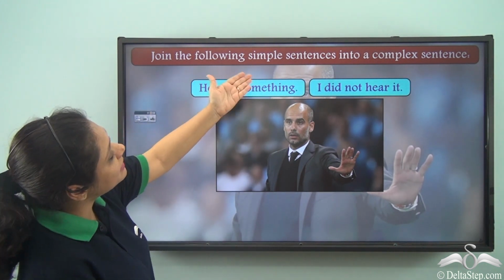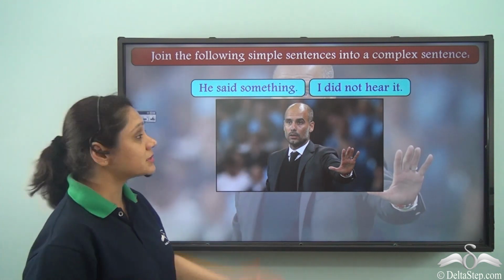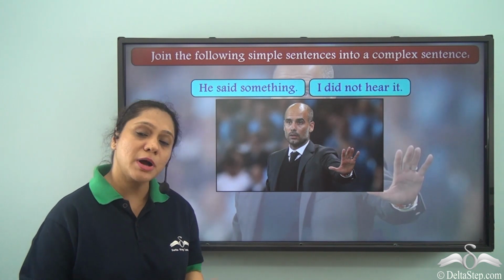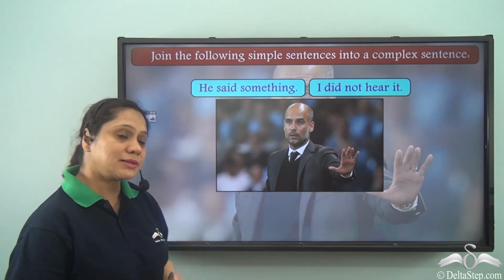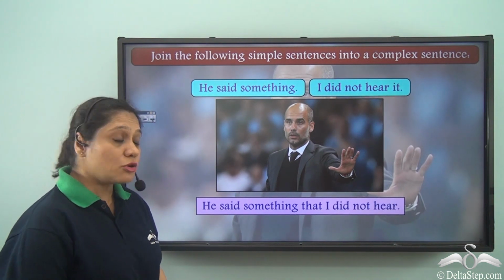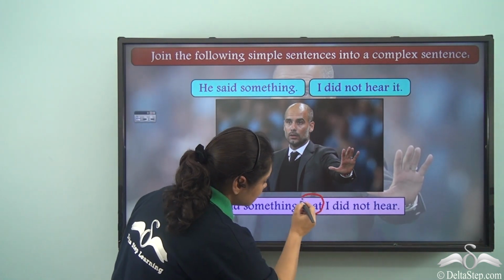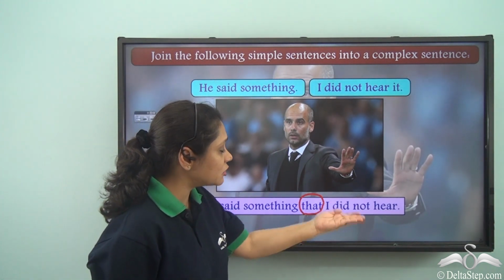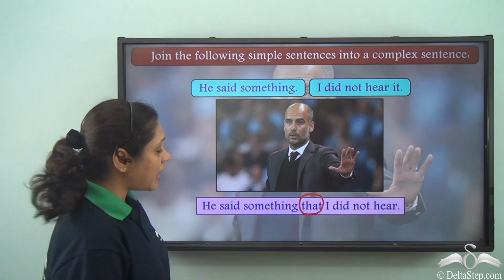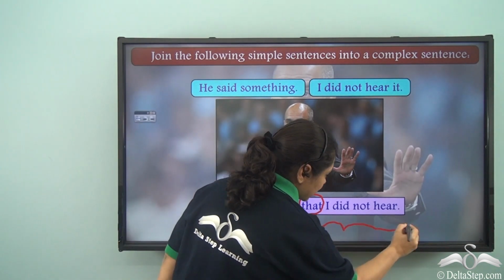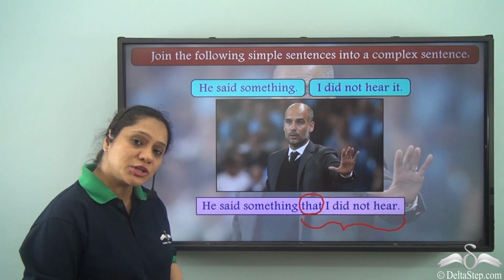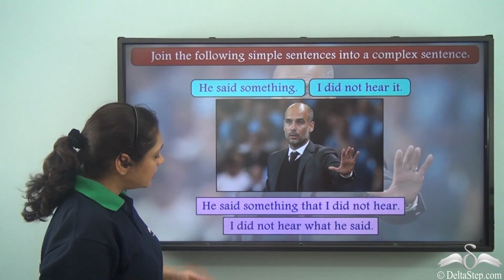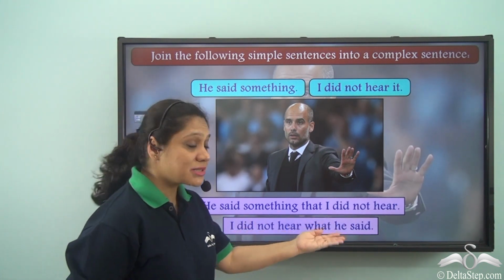Join the following simple sentences into a complex sentence. He said something, I did not hear it. So how will we form a complex sentence by joining these two sentences? We will use the relative pronoun that and join them as, he said something that I did not hear. So this part, that I did not hear, becomes the subordinate clause. Now you can also join the two sentences and write, I did not hear what he said.